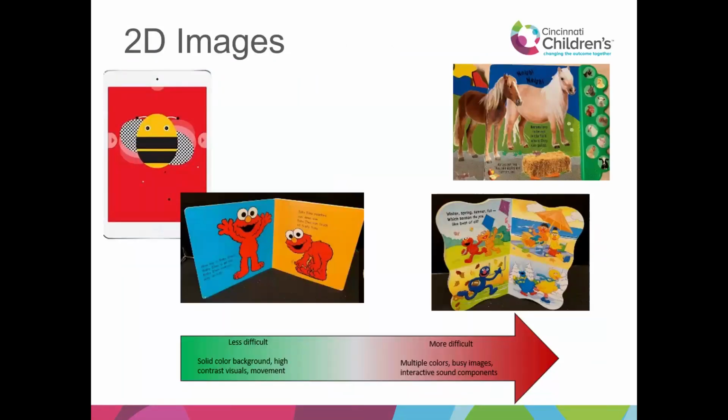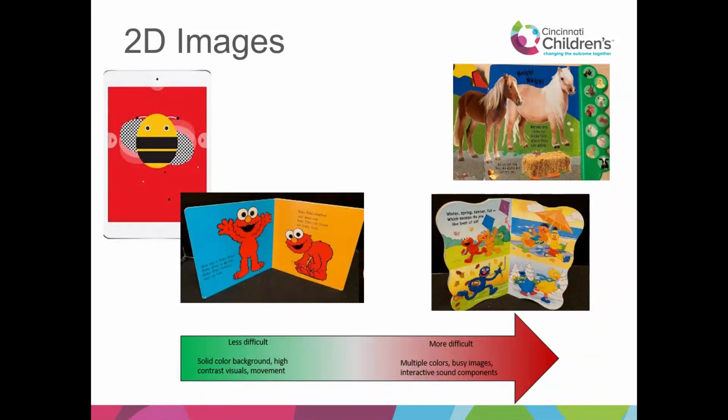And so again, we want to think about this array of complexity when it comes to 2D images, where something on an iPad that has movement and high contrasting colors is going to be less difficult to look at, more visually stimulating compared to a book that has multiple pictures and multiple components, such as the ones on the right, which will be more challenging to look at.